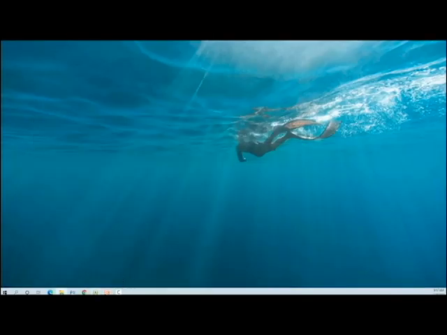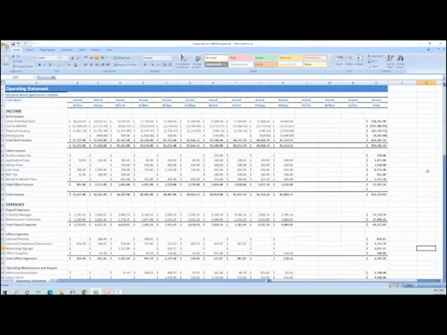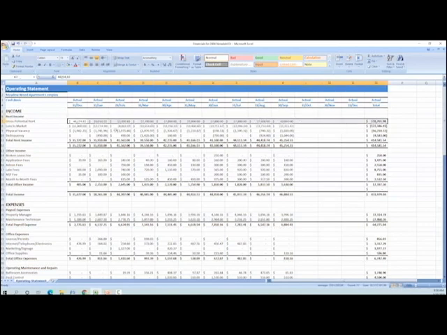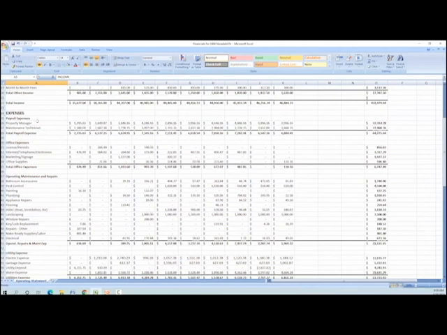I already have a T-12 opened up. Now a T-12, let me cover that. A T-12 is the operating statement that you're going to receive from the broker, from the seller. T-12 means trailing 12 months. Sometimes you'll get a T3, sometimes a T9, but strive to get a T-12. That gives you 12 months, as you can see across here, of income and expenses.